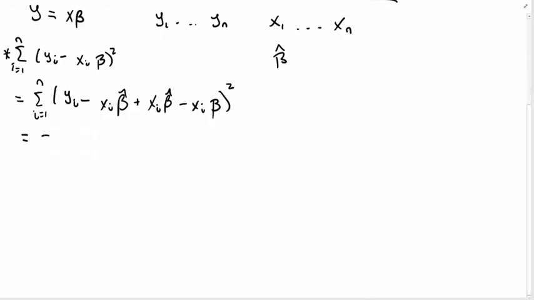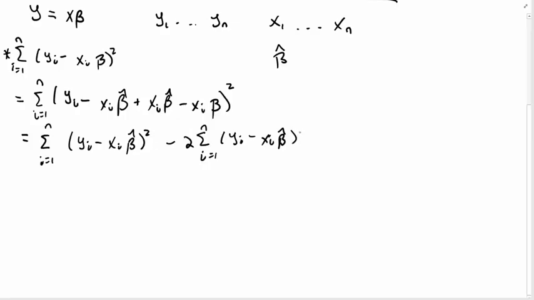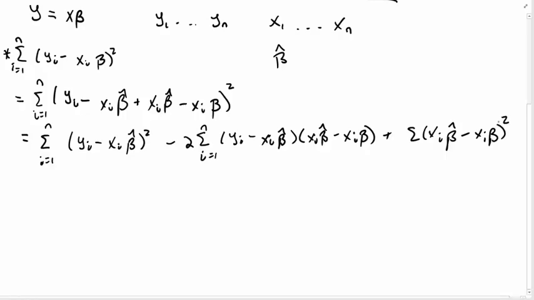I can expand this square: summation i equal 1 to n, yi minus xi beta hat squared, and I'm going to distribute my sum, minus twice summation i equal 1 to n, yi minus xi beta hat, times xi beta hat minus xi beta, plus the summation xi beta hat minus xi beta squared.